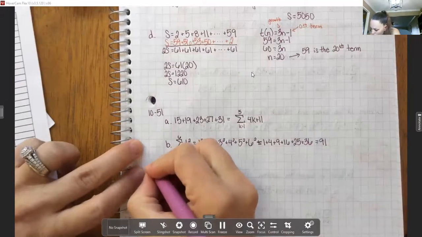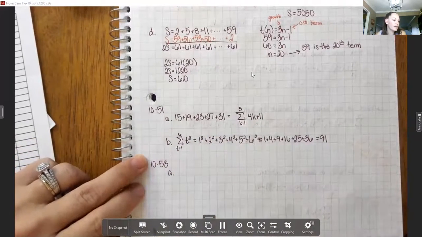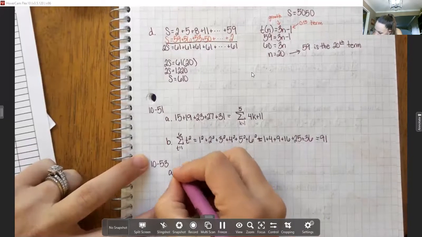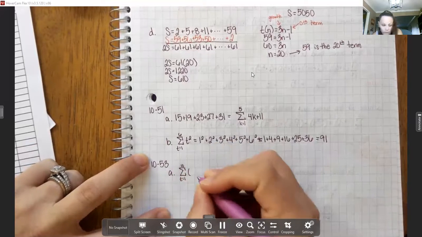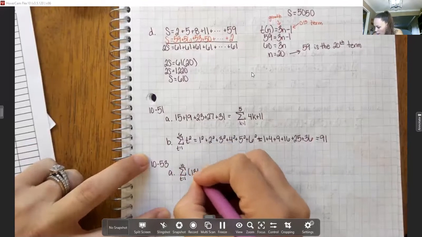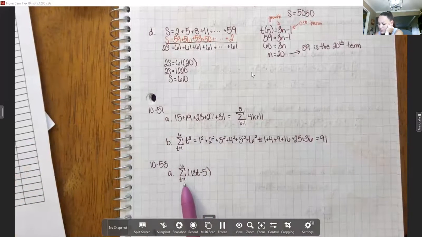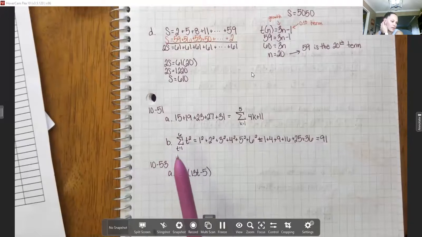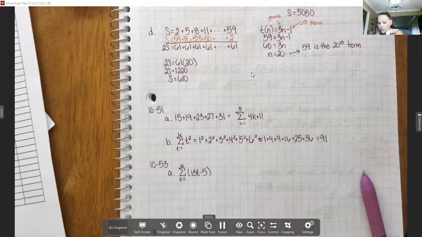All right, and then 10-53, it tells you each of these are arithmetic and to find the sum. So they want the sum from t equals 1 to 10 of 13t minus 5. So again, this means plug in 1, 2, 3, 4, 5, 6, 7, 8, 9, 10, and then add them all up. Here in part B, the book said write out the series. Here they just say find the sum. We do not have to write out all of the terms.